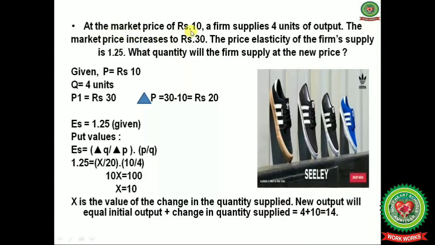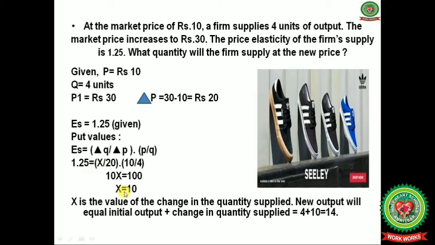At the market price of rupees 10, a firm supplies 4 units of output. The market price increases to rupees 30. The price elasticity of the firm's supply is 1.25. What quantity will the firm supply at the new price? We have given price 10, quantity 4 units, new price rupees 30. From here we can calculate delta P, that is equals to rupees 20, and the elasticity of supply is also given, 1.25. Now put the values in the formula.